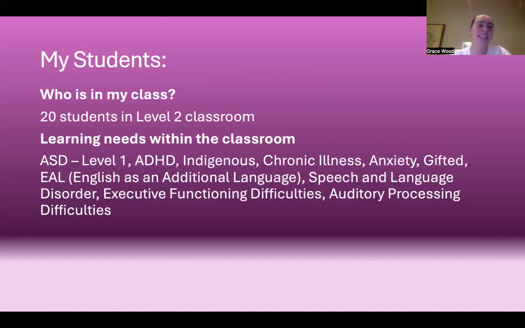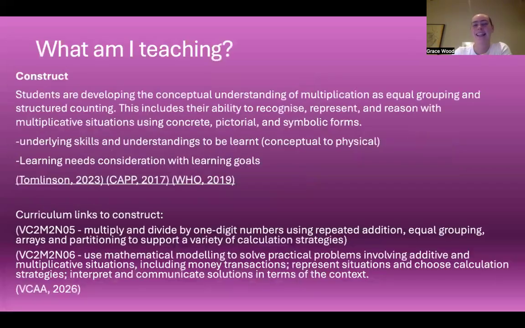I have 20 students in my Level Two classroom. Their learning needs are ASD level one, ADHD, Indigenous, chronic illness, anxiety, gifted EAL, speech language disorder, executive functioning difficulties, and auditory processing difficulties.